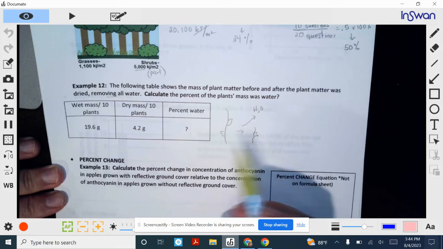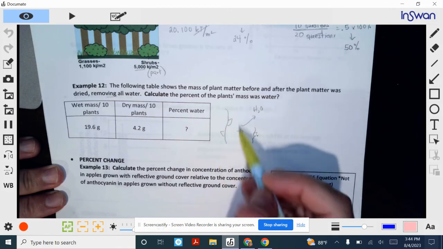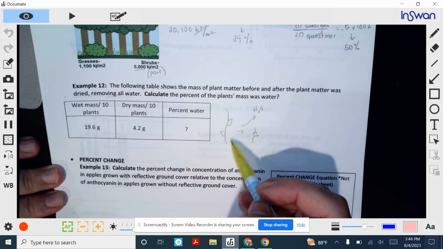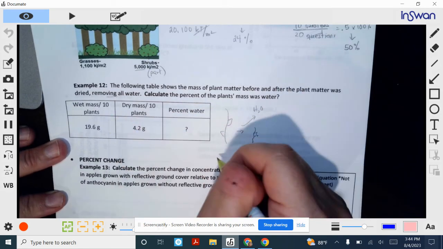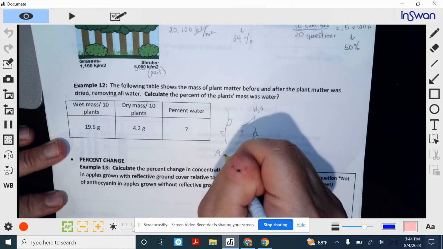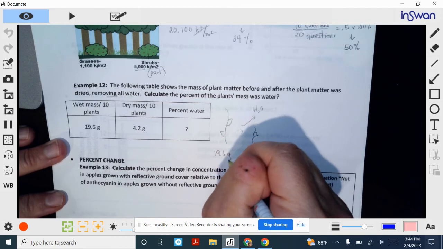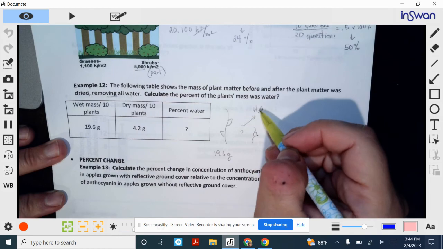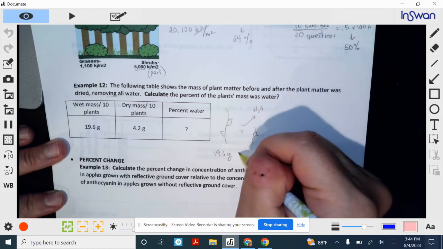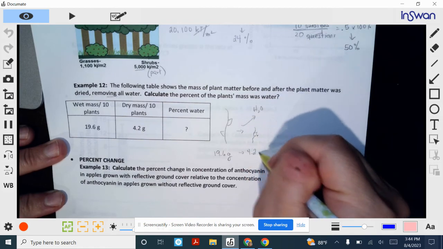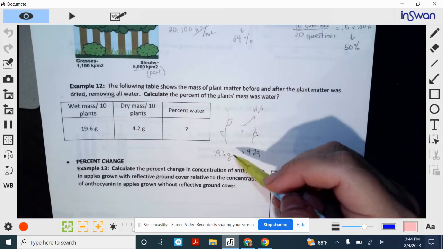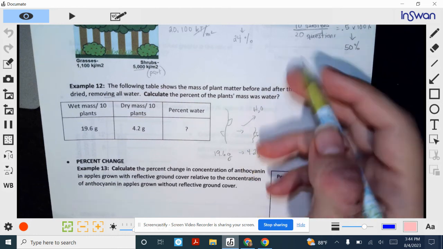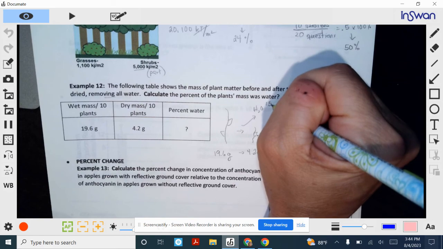So let's think about this. These plants that we had here, because it looks like there was 10 of them, their mass was 19.6 grams. When that water was removed, now they were reduced to 4.2. So if you think about it, the water that left would have been the difference between these. So the water that left was 15.4 grams.